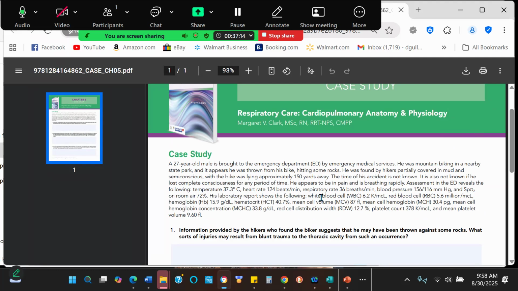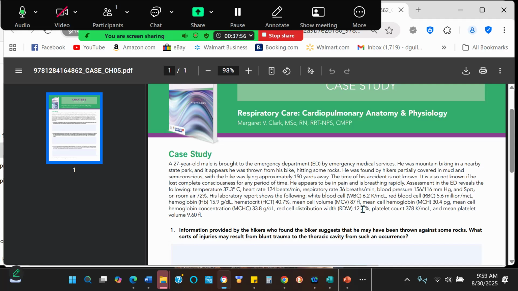Assessment in the ED reveals temperature 37.3. That's just a tiny fever, not much at all. Heart rate 124. That says he's under stress. Respiratory rate 36, too fast. Generally, adults breathing faster than 35 will not be able to sustain that. Blood pressure, high, 156 over 116. That also says stress. Oh, pulse ox, 72%. This young man should have a pulse ox of 95, 96, 97. His is 72. So there is a serious problem going on with his oxygenation.